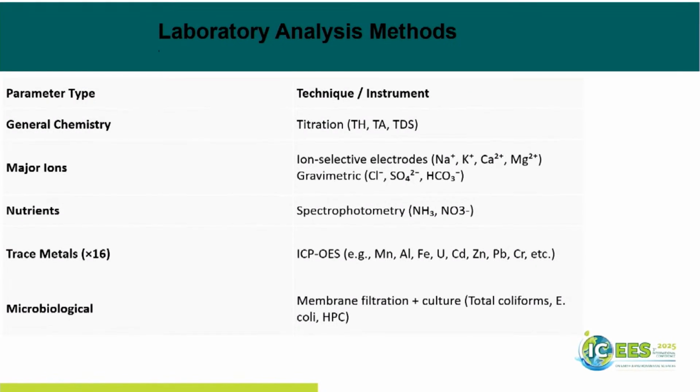We also analyzed for nutrients such as ammonia and nitrate. This was analyzed using the spectrophotometry method, and also trace metals. About 16 trace metals were measured, such as manganese, aluminum, and iron. They were measured using inductively coupled plasma spectroscopy. Microbial samples were also measured, such as total coliform, E. coli, and heterotrophic plate counts, which were measured using magnification and culture.